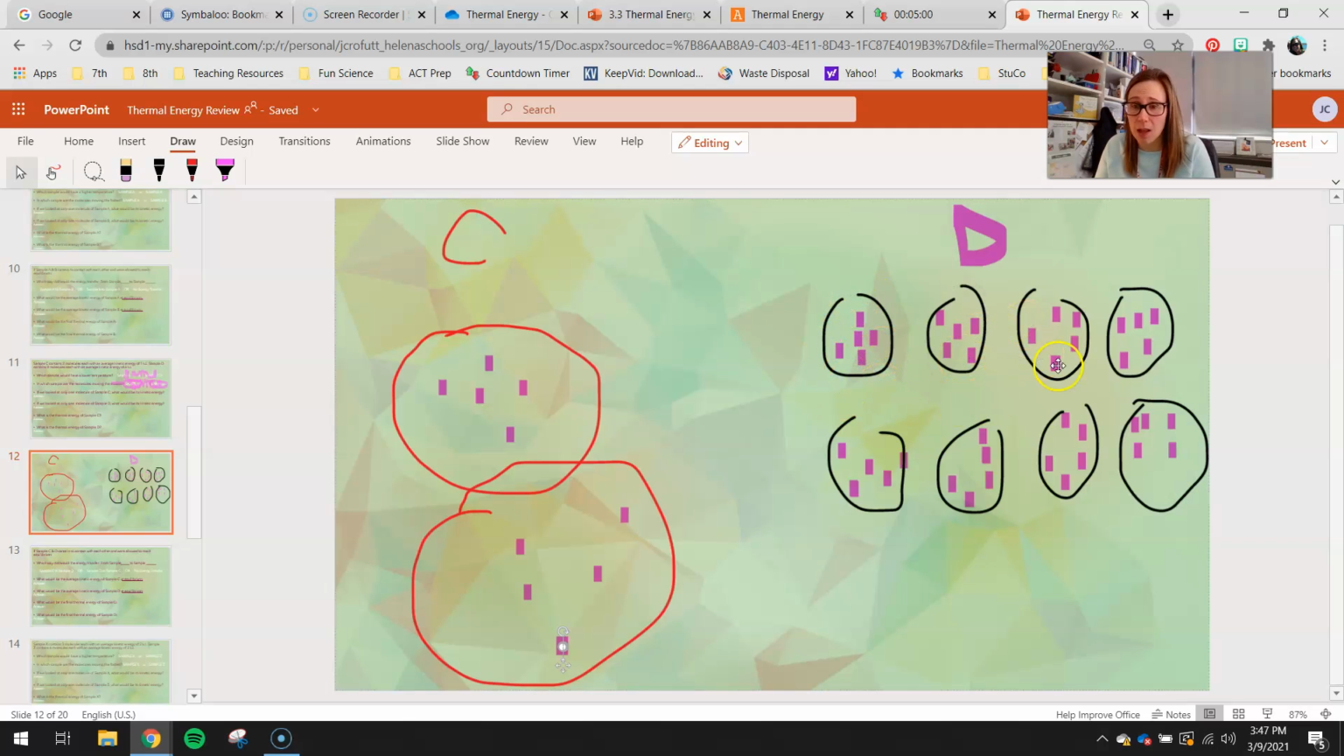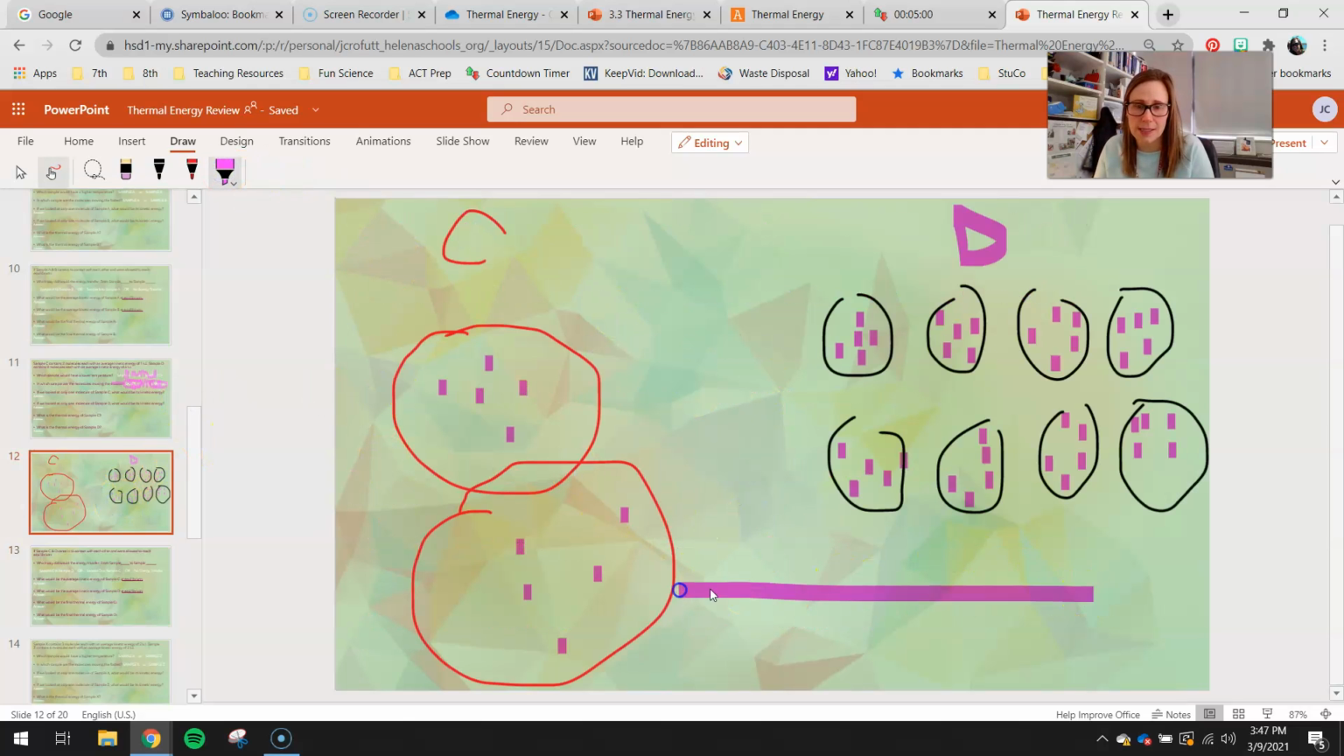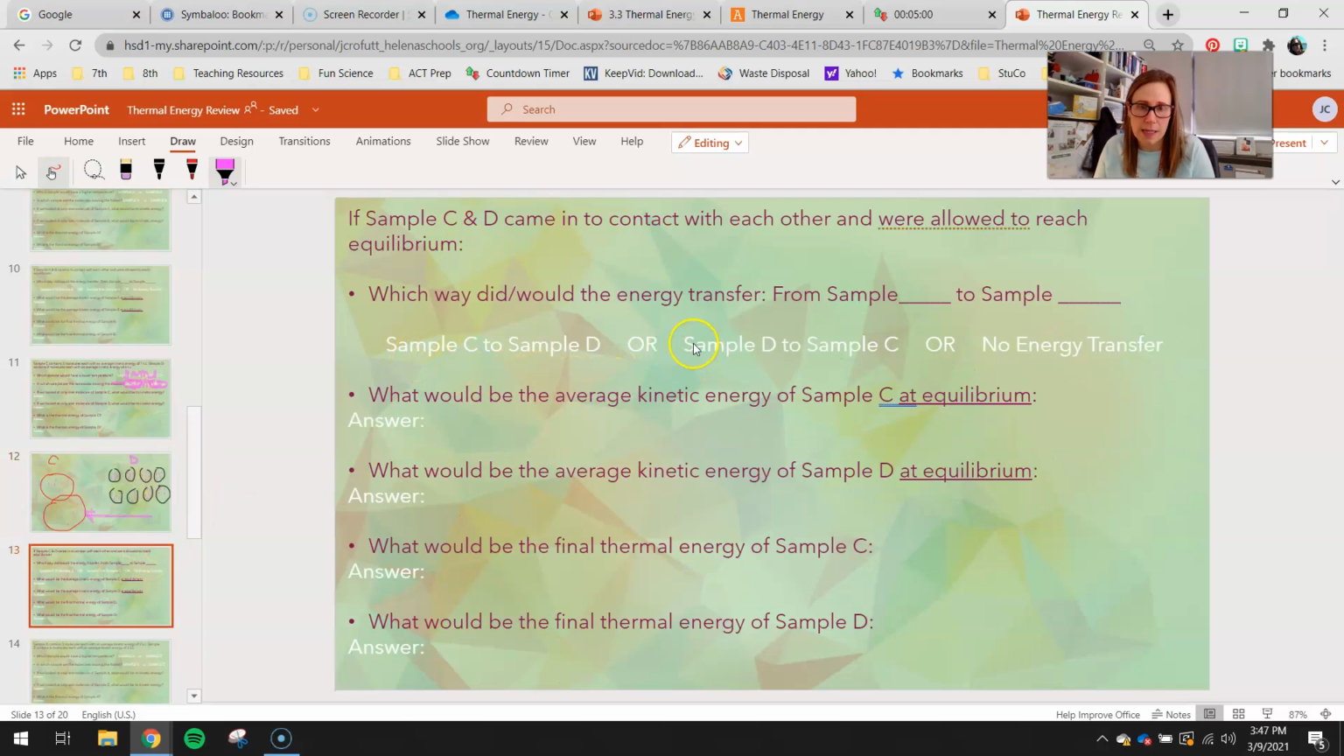So all of D's molecules, all 8 of them, have 5 kilojoules each, and all 2 of C's molecules have 5 kilojoules each as well. Okay, so which way did the energy transfer? You guys notice that I went from D to C. Okay, so you guys would highlight on there, sample D to C. If there's no energy transfer at all because it's already at equilibrium before you move them together, then you guys would do no energy transfer, but that's not the case for this one.